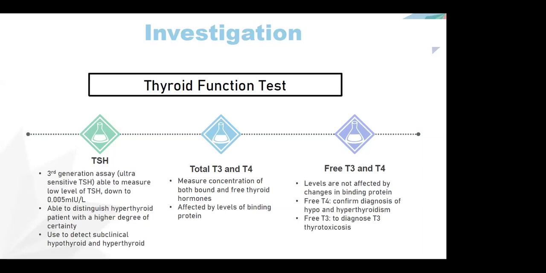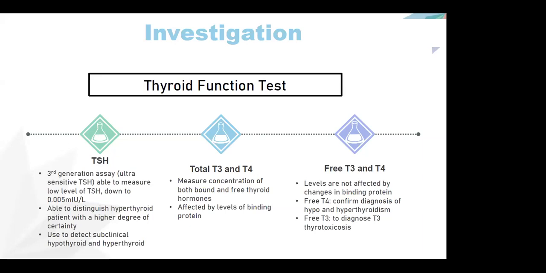So next, we also can measure concentration of total T3 and T4. In this measurement, we measure the bound and free thyroid hormone in our blood. And this measurement is affected by the level of binding protein. So in a condition where the serum binding protein is altered, total thyroid hormones no longer reflect free thyroid hormone concentration.